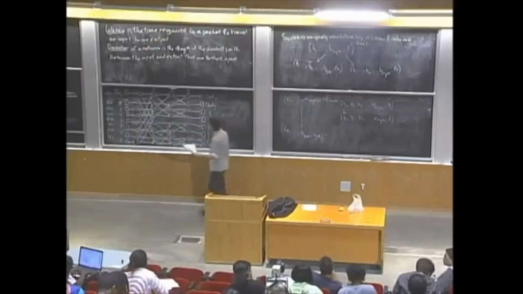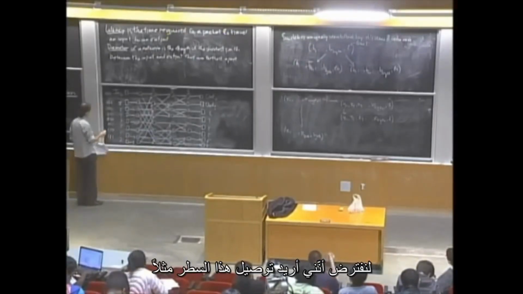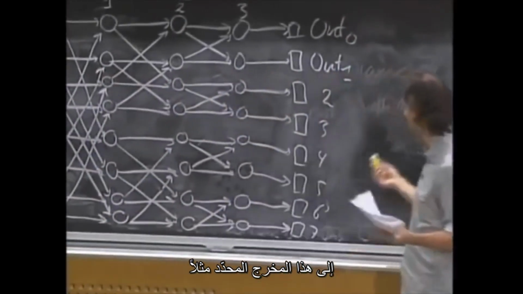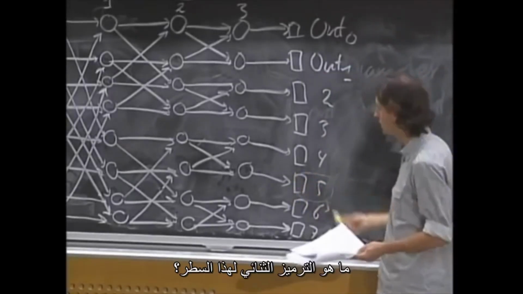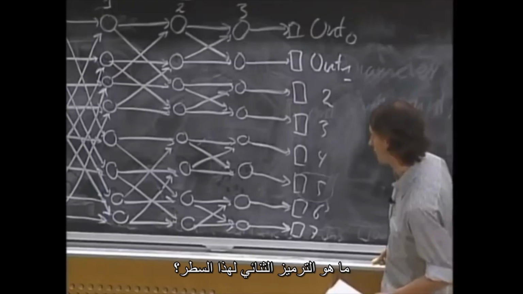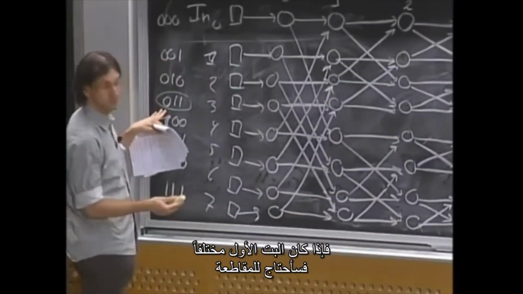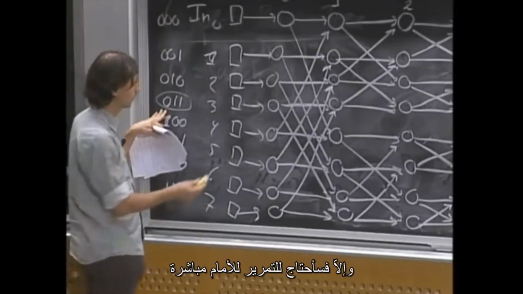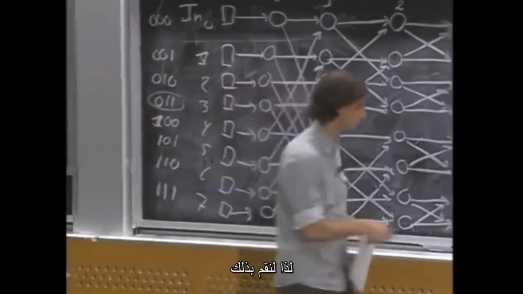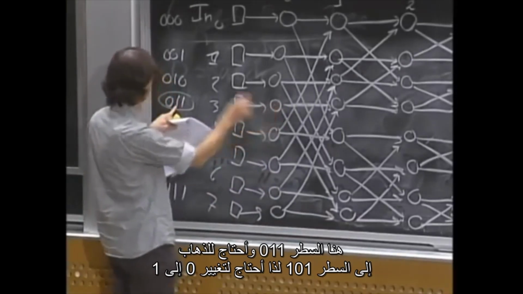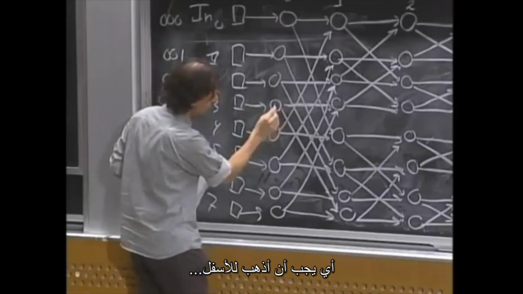So let's have an example. Suppose I want to connect, say, this one to, for example, let's say this particular output. What's the binary for this one? This is actually 1, 0, 1. So if the first bit is different, I need to cross, and otherwise I need to pass straight on. So let's do this. Over here, I'm in 0, 1, 1. I need to go to 1, 0, 1. So I need to change the 0 into a 1. So I need to go down. I need to cross.